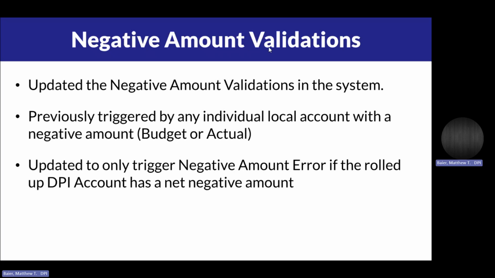Previously, as we've continued to work with districts to pick up data, we're continuing to tweak the validations that we have in the system, determining which ones, is this still a validation that we need to have in place? We tweaked negative amounts validations in the system. When we initially rolled it out, we're looking at the individual local account could be negative. But then we determined you do not really care if you have multiple local accounts with a negative amount, but when they roll up to that DPI chart of account, it nets positive. We updated the validation to allow for that.